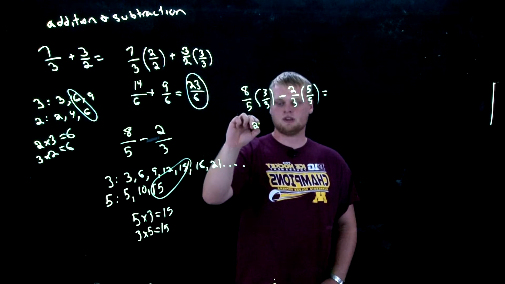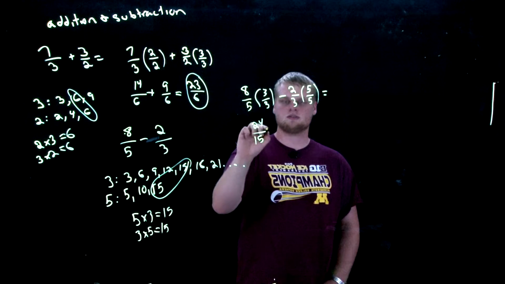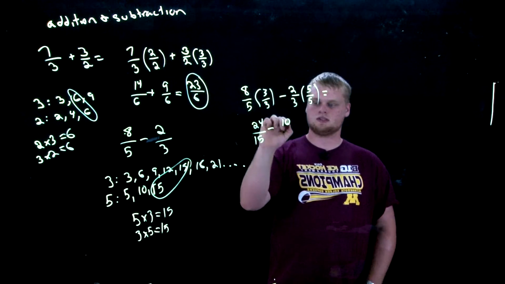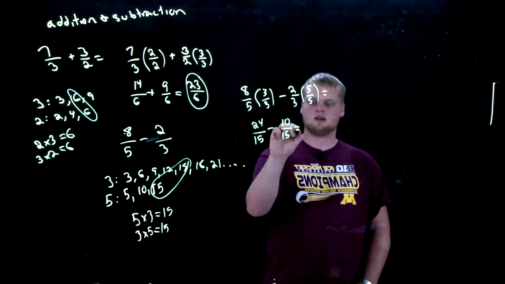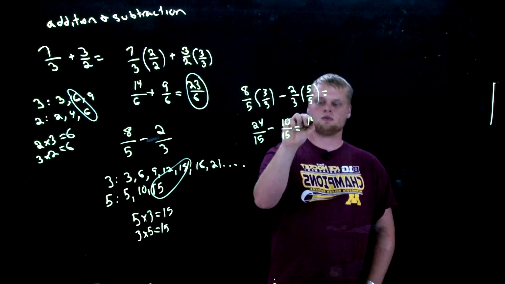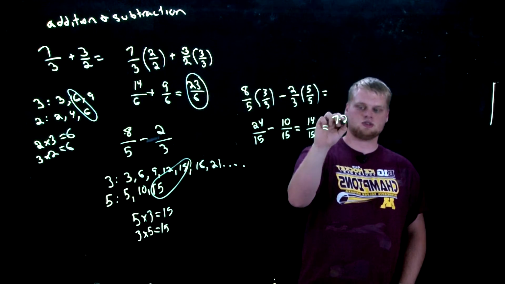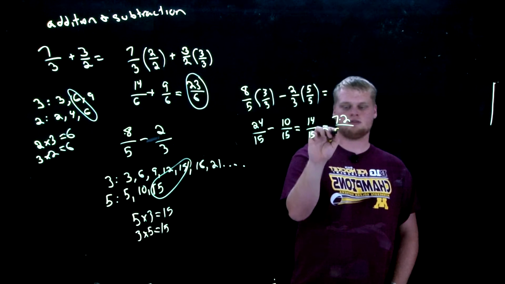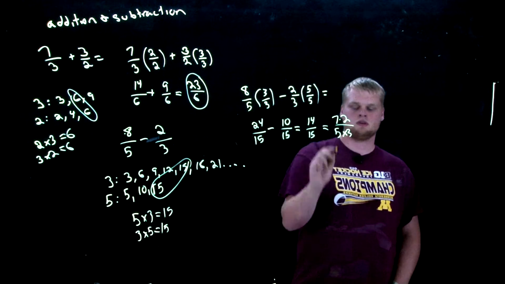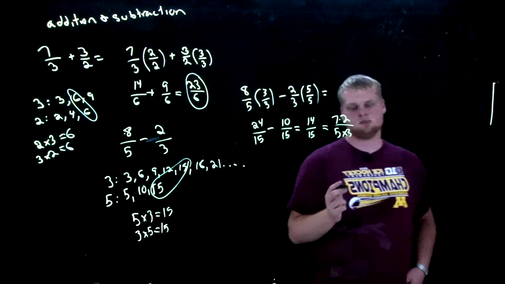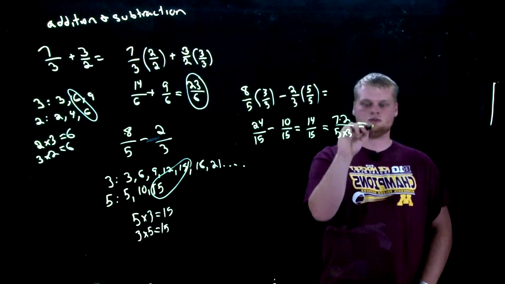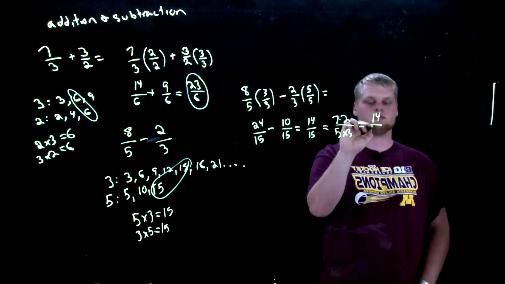And so that is 24/15 minus 10/15, and then we have 14/15. Now 14 can be written as 7 times 2. 15 is 5 times 3. Notice that we have no common factors, so this is the lowest reduced form of this fraction, it's 14 over 15.